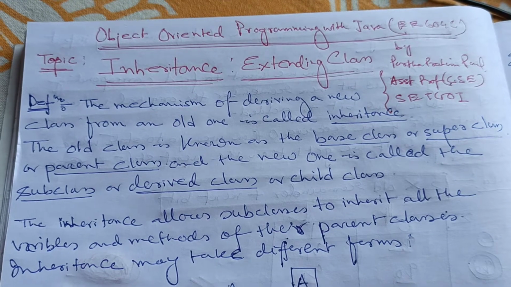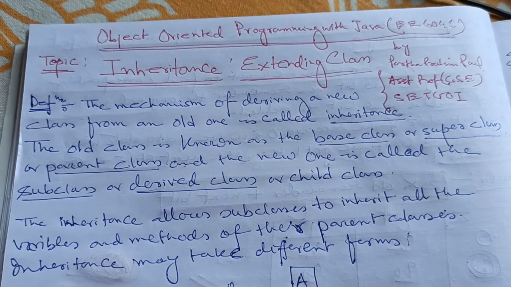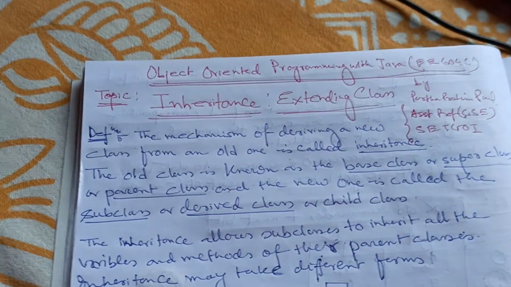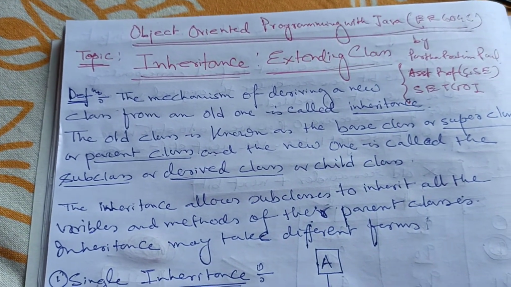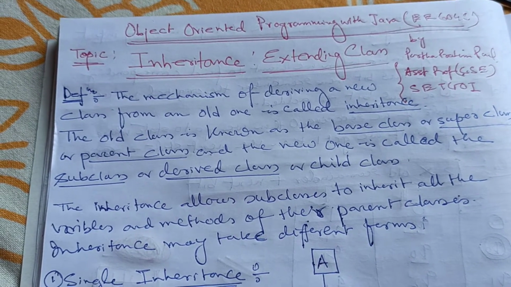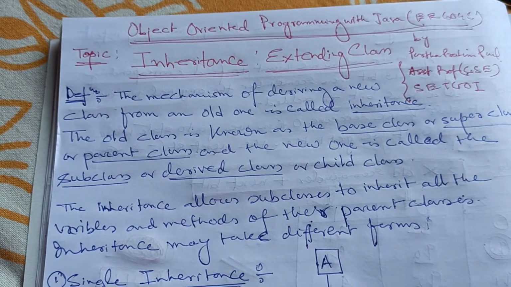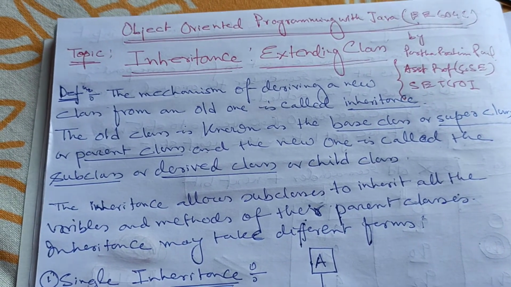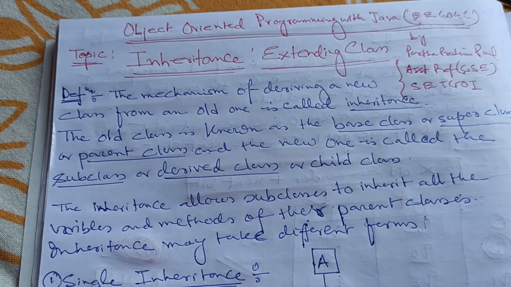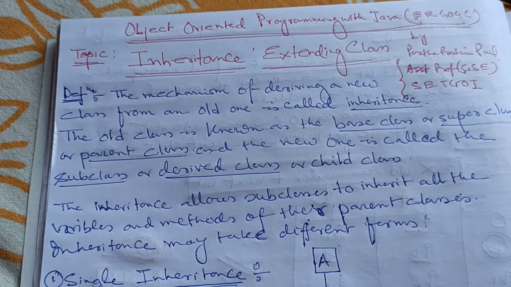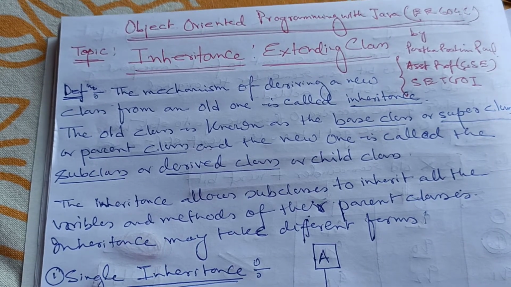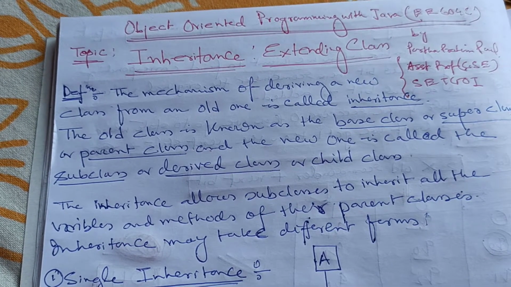Today I will discuss inheritance in object-oriented programming with Java. First we will start with the definition. What is inheritance? Inheritance is basically extending classes. The mechanism of deriving a new class from an old one is called inheritance. So inheritance is basically deriving a new class from an old class.